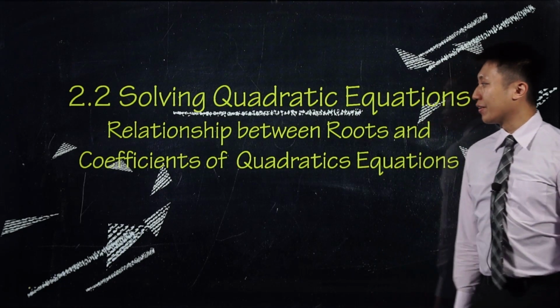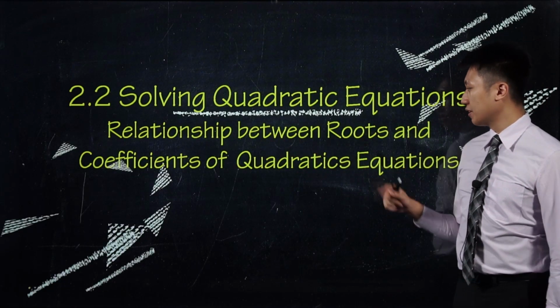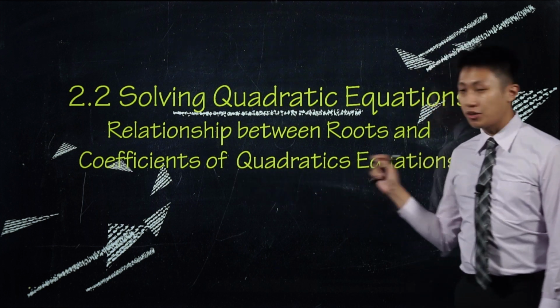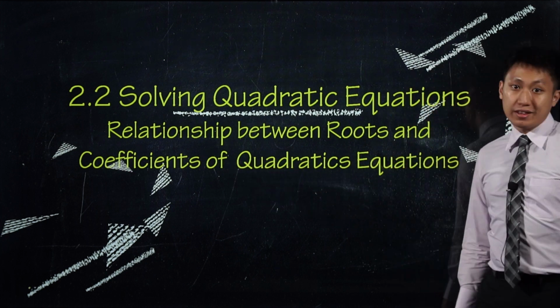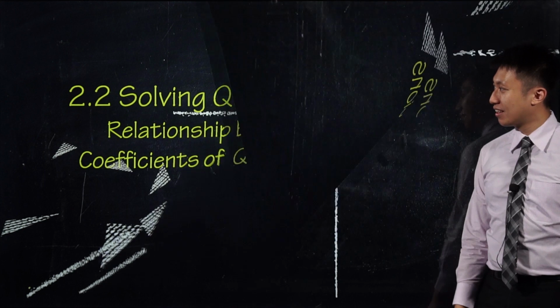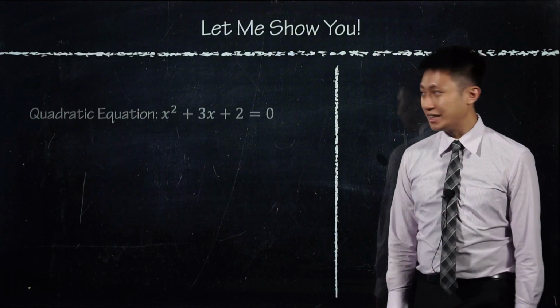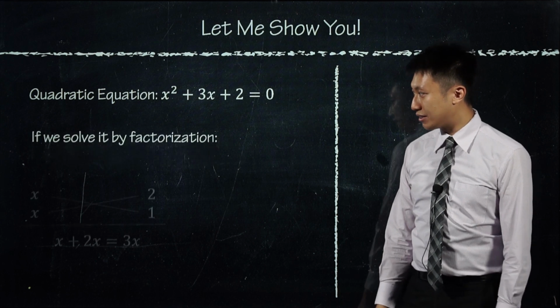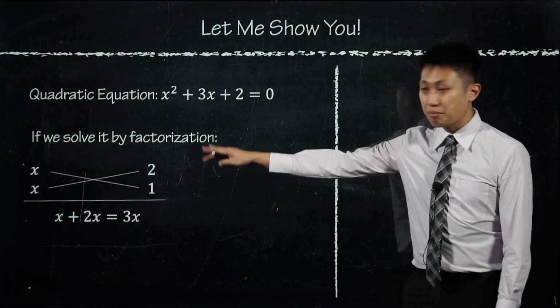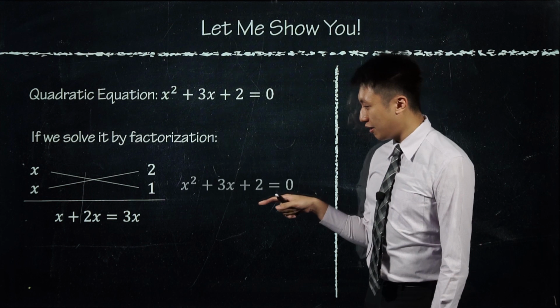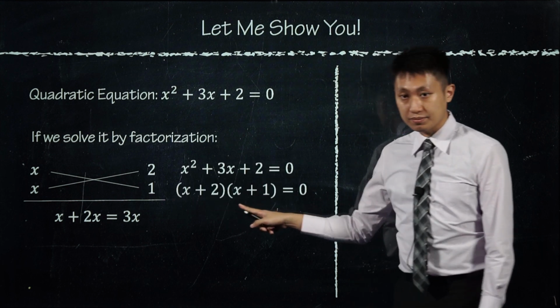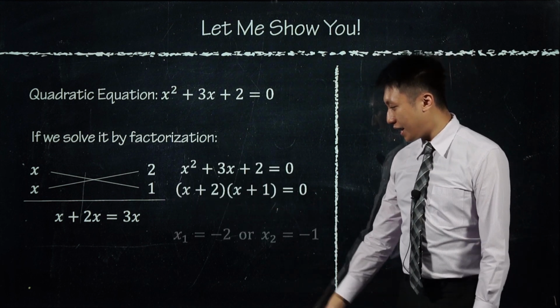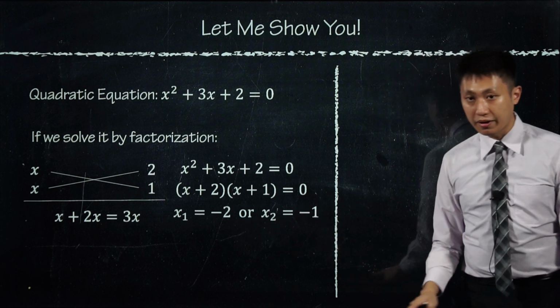Hi, now let's talk about the relationship between roots and coefficients of quadratic equations, the a, b, c. Let me show you this. If you have this quadratic equation, and if I solve it by factorization or simplification, then I'll get this. So the answer will be x equals -2 or x equals -1.